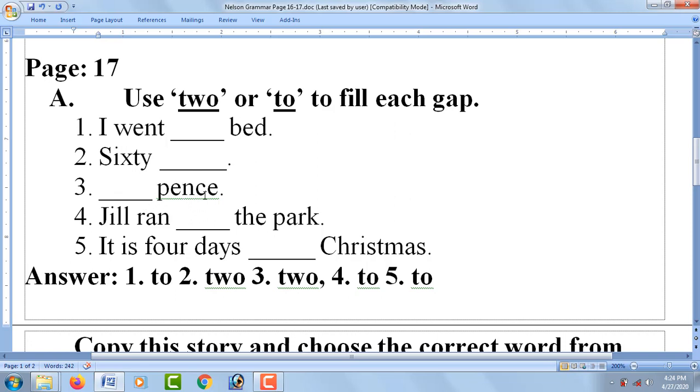So two pence. Jill ran to the park. As there is a place, the park, we use TO here, towards the park. It is also an indication of direction. It is 4 days to Christmas. That means 4 days left to Christmas.